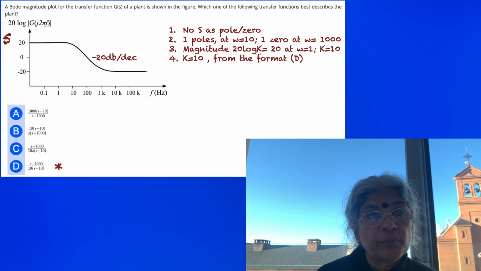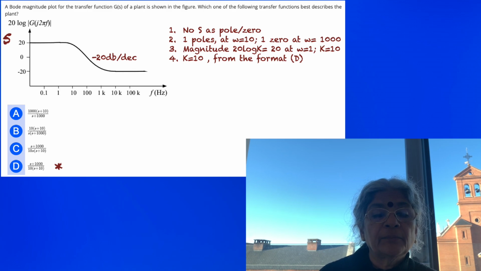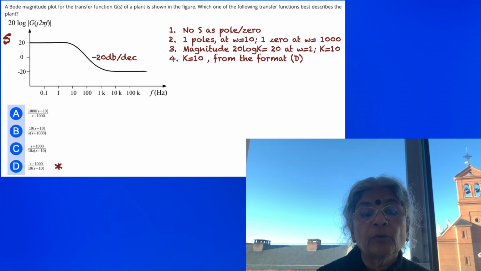So 10 happens to be a descent, which means that at omega equal to 10, we are going to have what may be called a pole, setting off the Bode plot with the negative slope of minus 20 dB per decade.